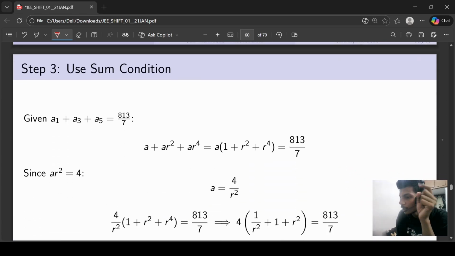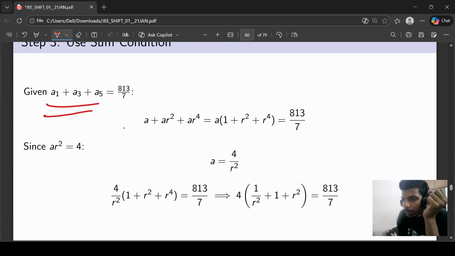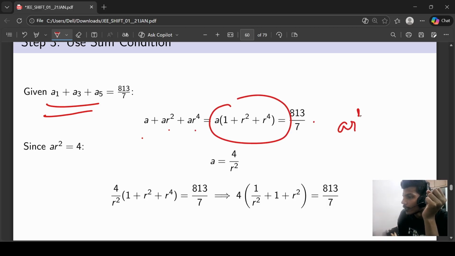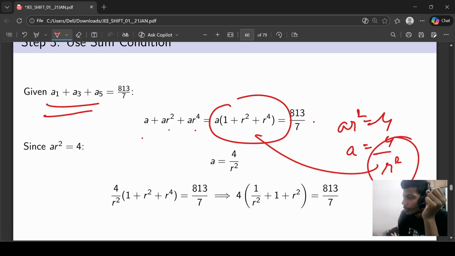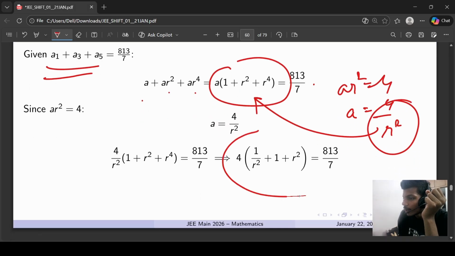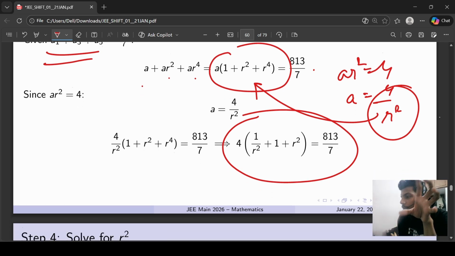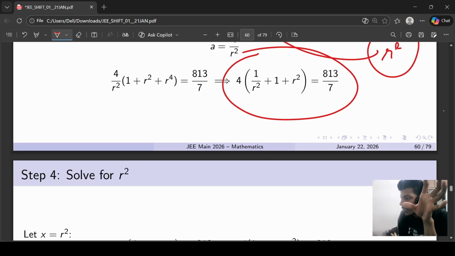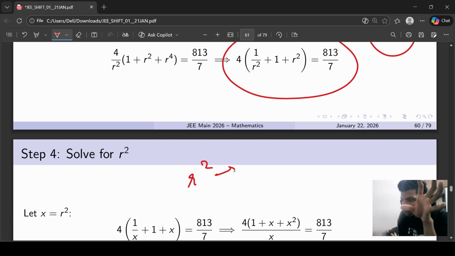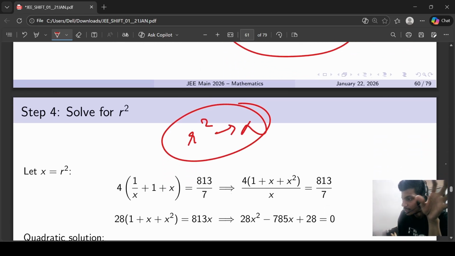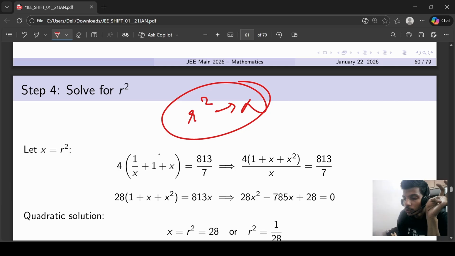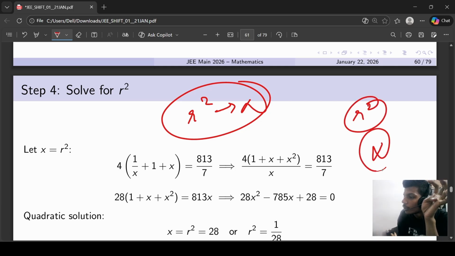Okay, so doing the same thing for this: A plus AR square plus AR to the power 4, taking out A as common is equal to this, and we know that AR square is equal to 4, so we can say that A is equal to 4 by R square. Simply substituting it here, this is the final thing I will get, right? To make your calculation easier, instead of dealing with R square, let's make a substitution here: R square is X. Now later on, instead of solving for R square, we can solve for X.